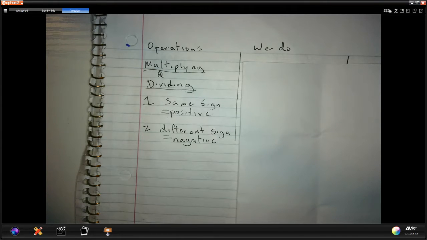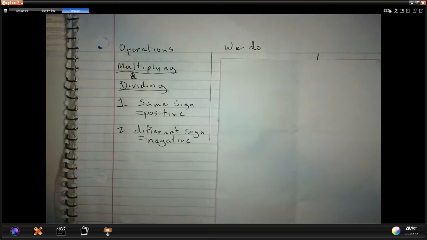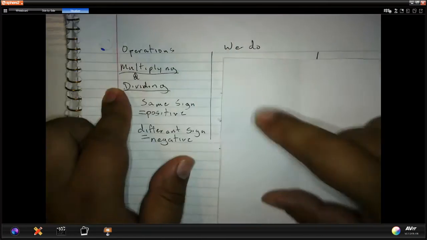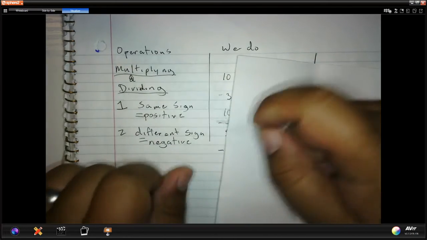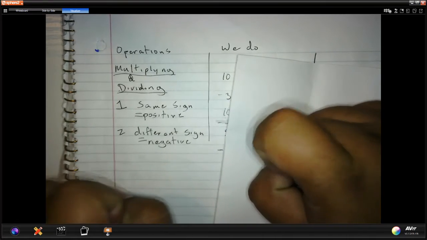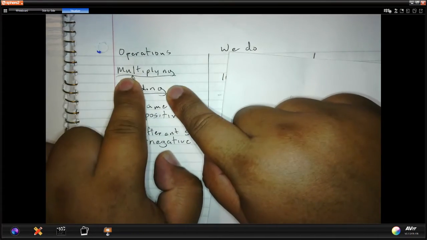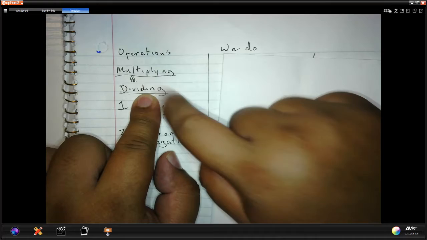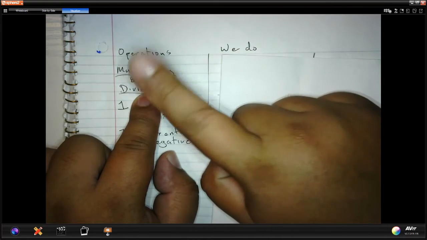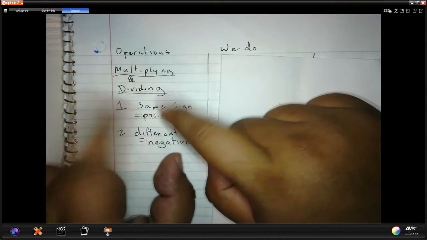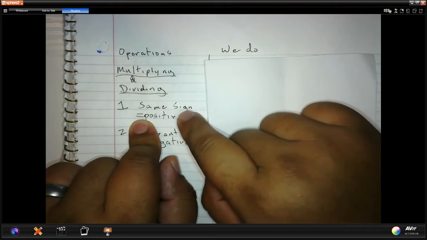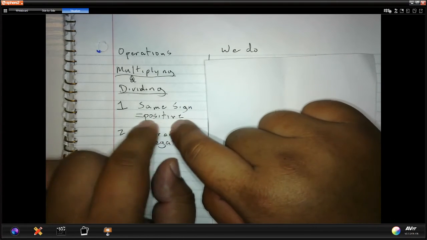Hey, there's my document camera. So we're working with new operations now. We already did the adding and subtracting on our last page, so we're on a fresh new page for our notes. We are going to be multiplying and dividing. These rules that we follow work for both multiplying and dividing. Okay. So the first rule is if they are the same sign, they're going to be positive.